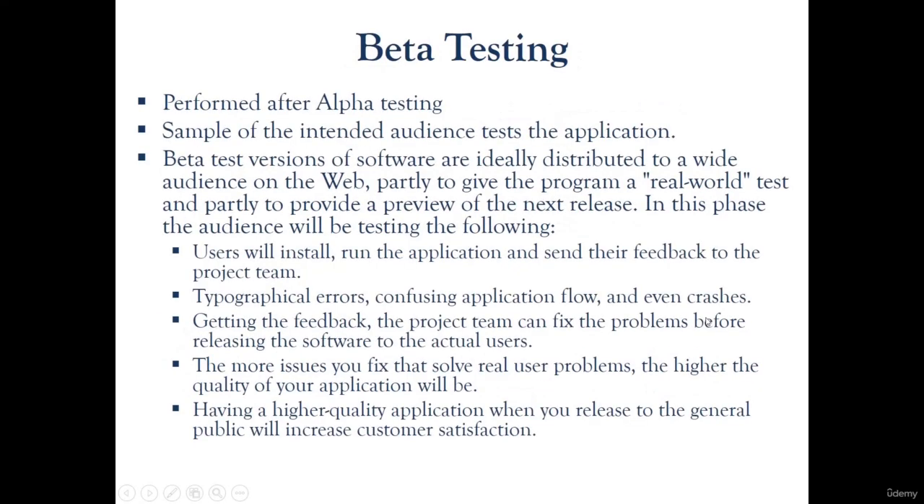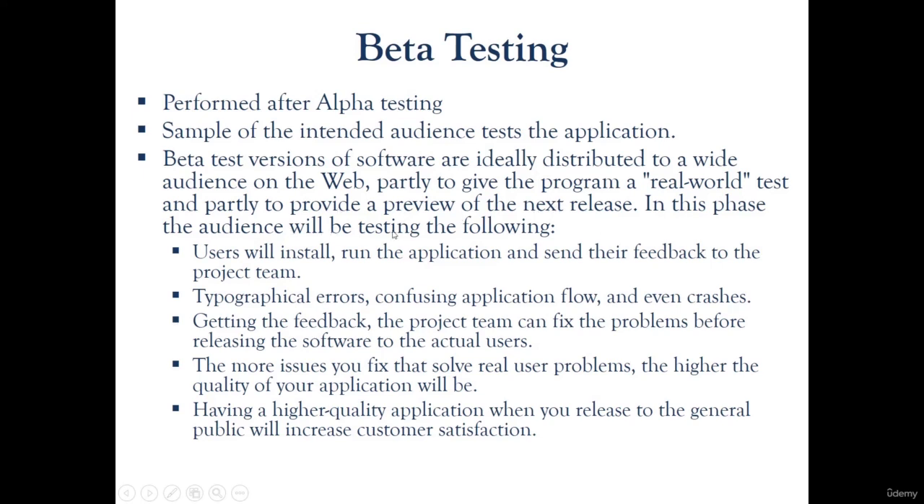What exactly is beta testing? It is performed after the alpha testing. Alpha testing is performed by the developer and the QA team, and beta testing is when a sample of the intended audience tests the application. Beta test versions of software are ideally distributed to a wide audience on the web, partially to give the program a real world test and partially to provide a preview of the next release.